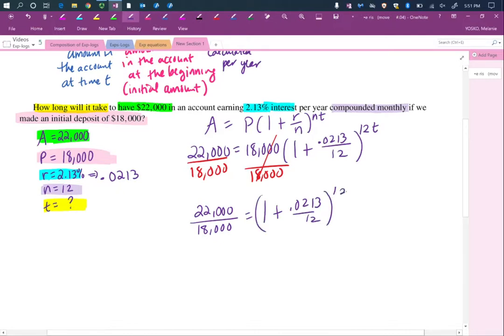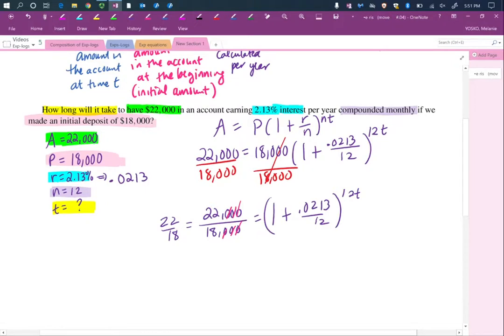Now, I'm going to simplify a bit. These zeros will cancel right here. So I really have 22 over 18. Well, both of those are divisible by 2. So divide them by 2. 22 divided by 2 is 11. 18 divided by 2 is 9. So I get 11 ninths equals 1 plus 0.0213 over 12 to the 12t. You may be tempted to put this in a calculator right now. Don't. Just keep it for now. We're going to put the calculator in all at once.